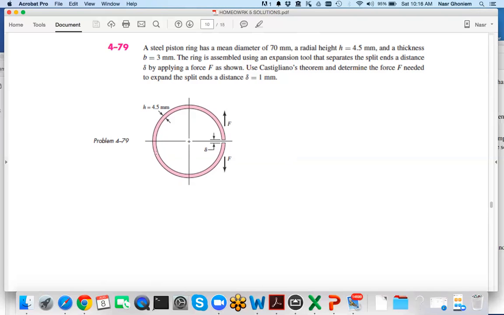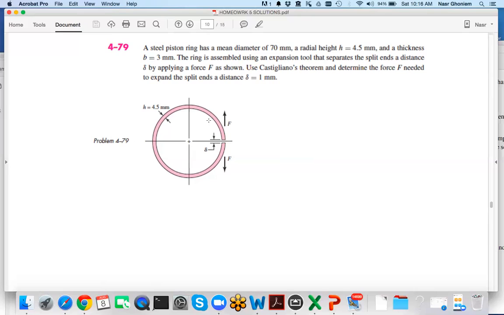Well, if you have a closed ring, then the top is going to move down and the bottom is going to move up, and it is again very symmetric. Then we can cut it in half and take the top half, which will carry a compressive force on the top.